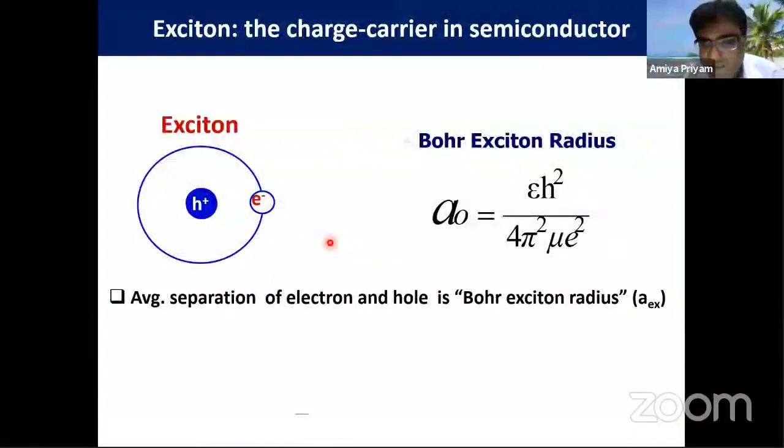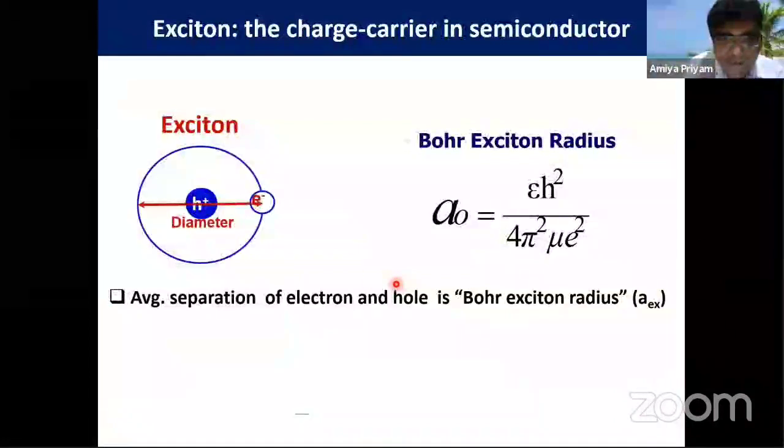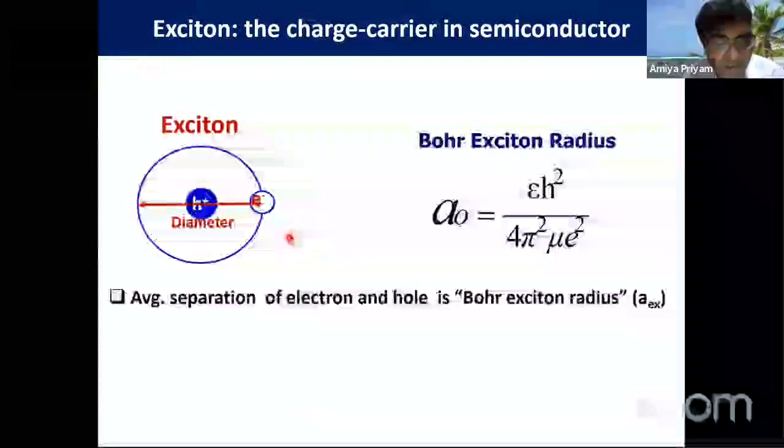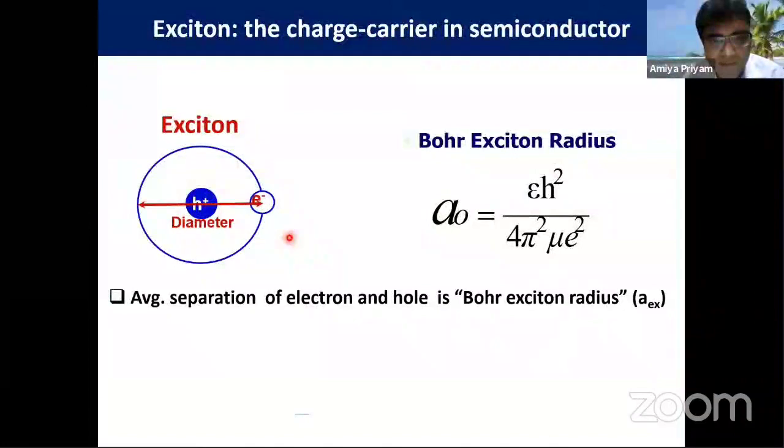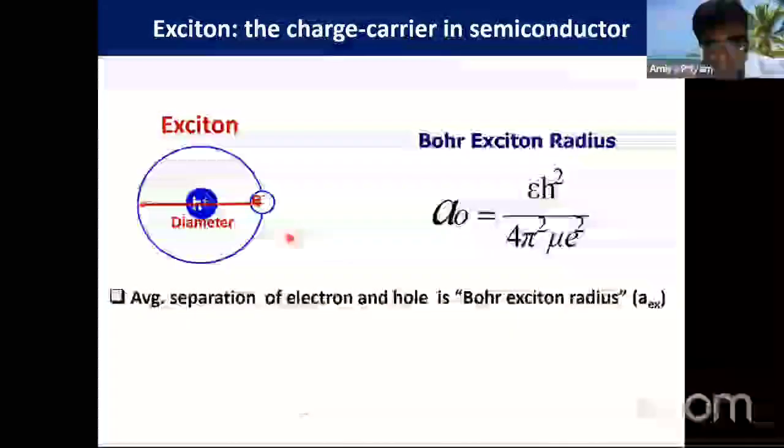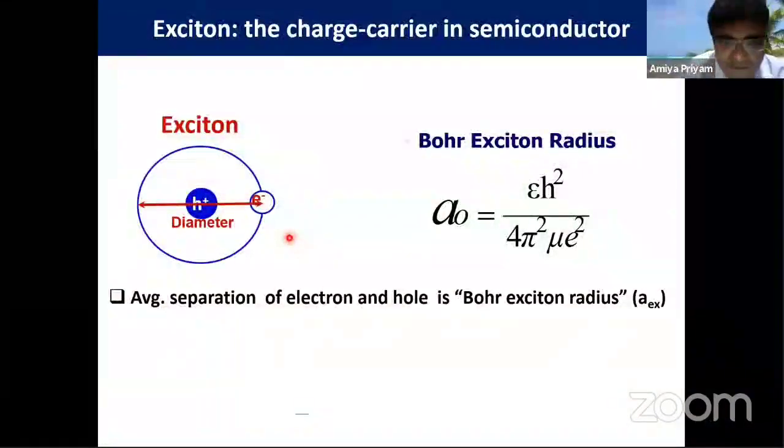So this average separation between the hole and electron is called the Bohr exciton radius. If this is the radius, this part will be called the diameter. The Bohr exciton diameter is a more relevant term to us in nanotechnology, because when we say particle size or crystallite size, we usually refer to the diameter of the crystal. So it is easier to compare the diameter of the exciton with the diameter of the crystal, and it will be easy to discuss.